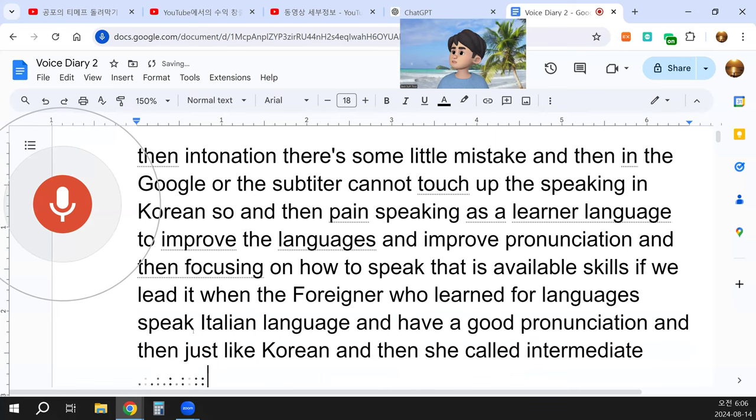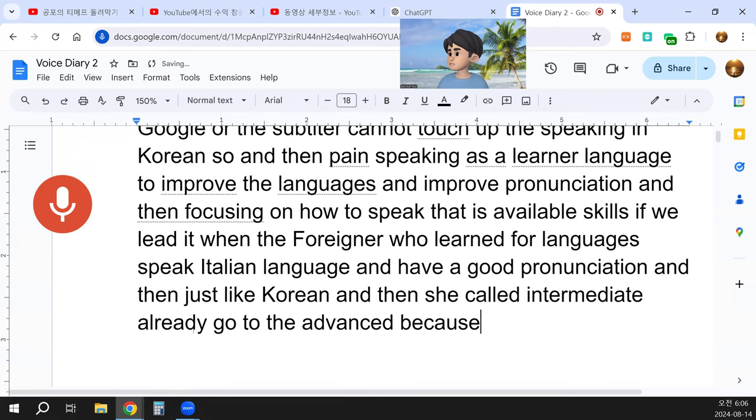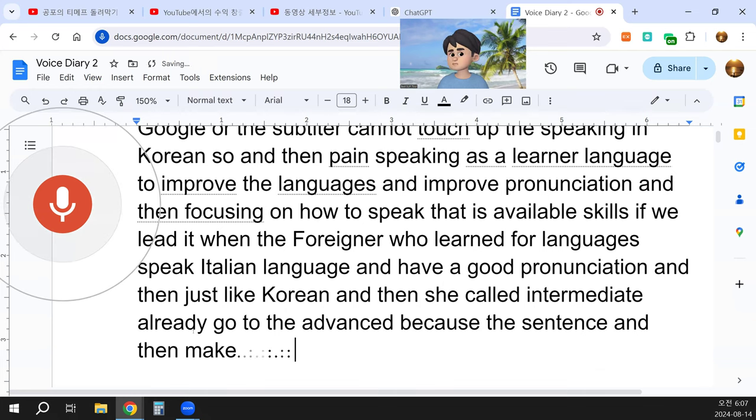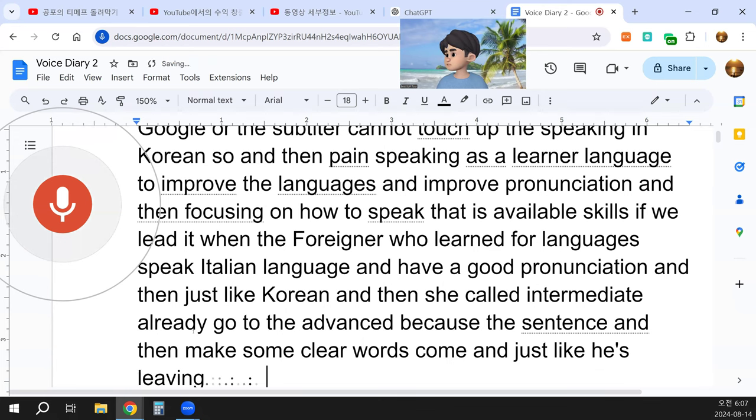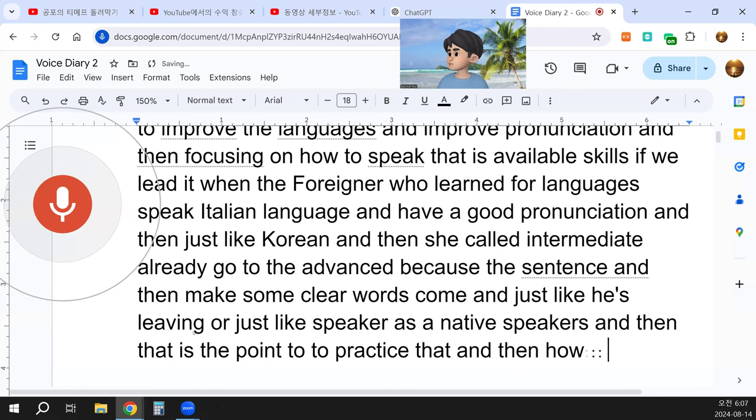Just like in Korean, her level is higher intermediate, already going to advanced. So when we speak or read a sentence or a story, we should focus much more on how to read it, make words clear, with short sounds, and speak like a native speaker. That is the point to practice. And how do we know about this? It's an easy way to know.